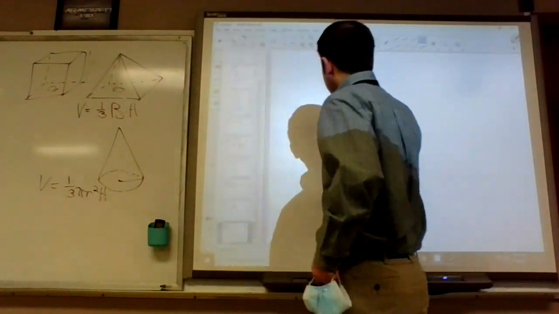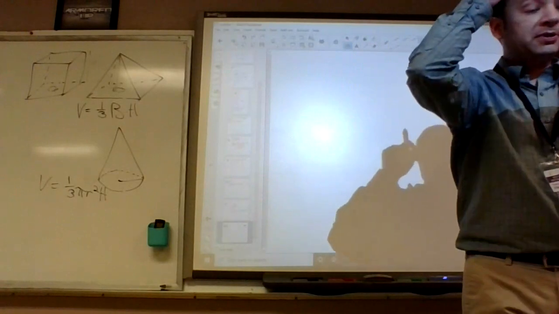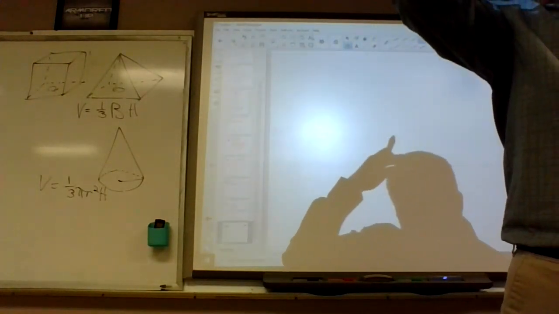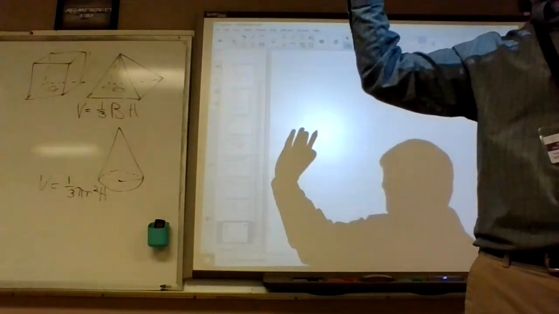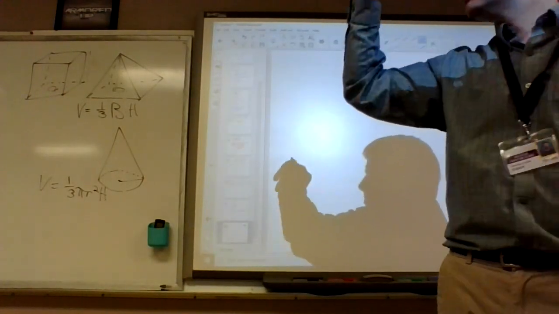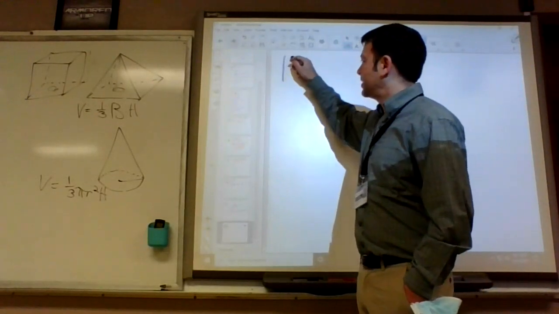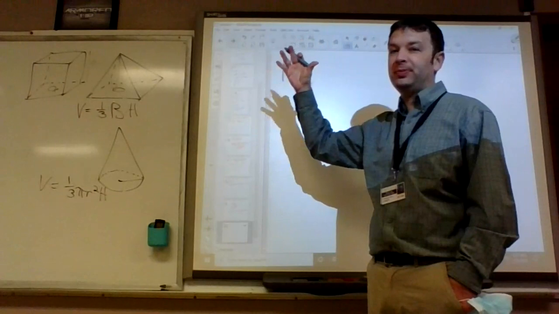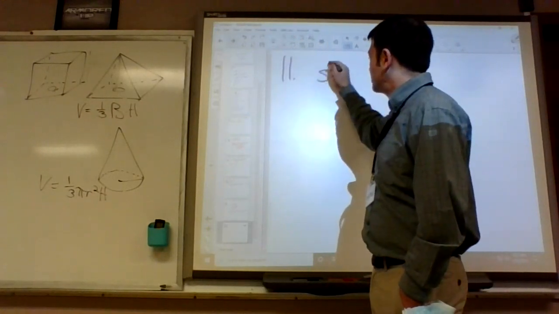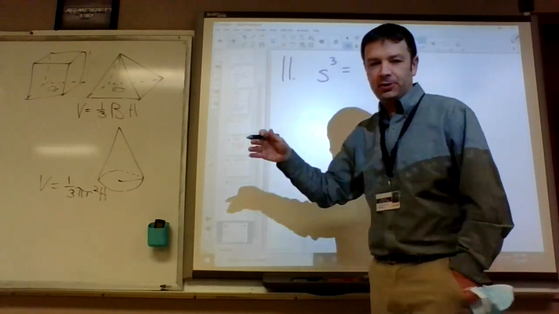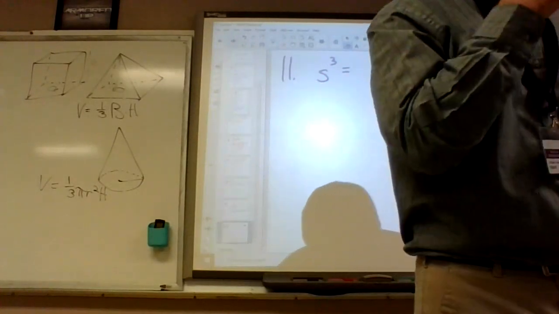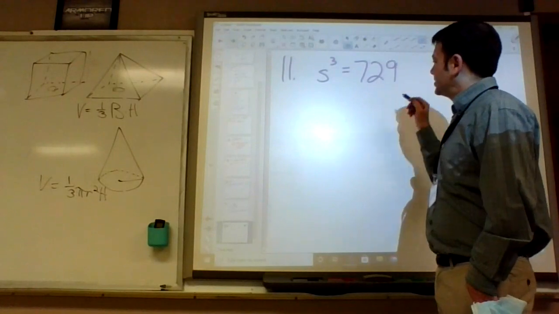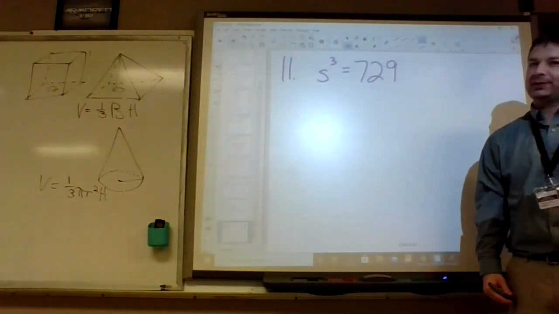Okay. So, how do I find the volume of a cube? Let's start with that. Base times height. Well, easier than that. If it's a cube, what's special about a cube? All the sides are equal. It's side times side times side. Side cubed equals the volume, right? One side cubed will equal the volume, because a cube has all equal sides. So s cubed equals 729. So the question is, how do I find s?